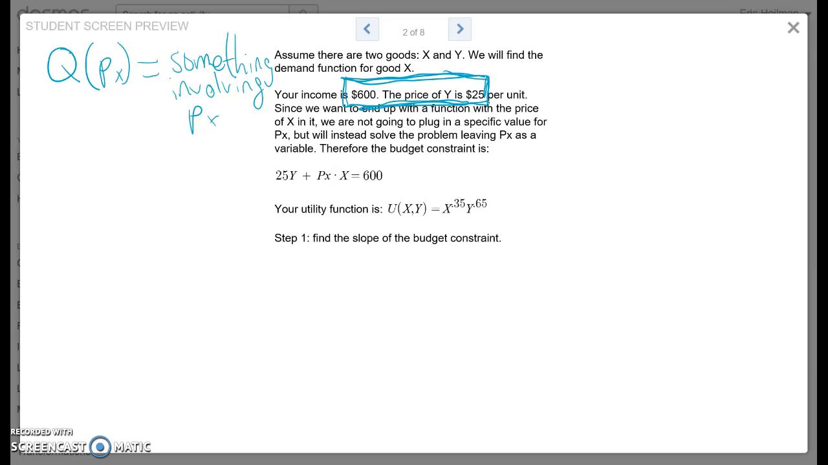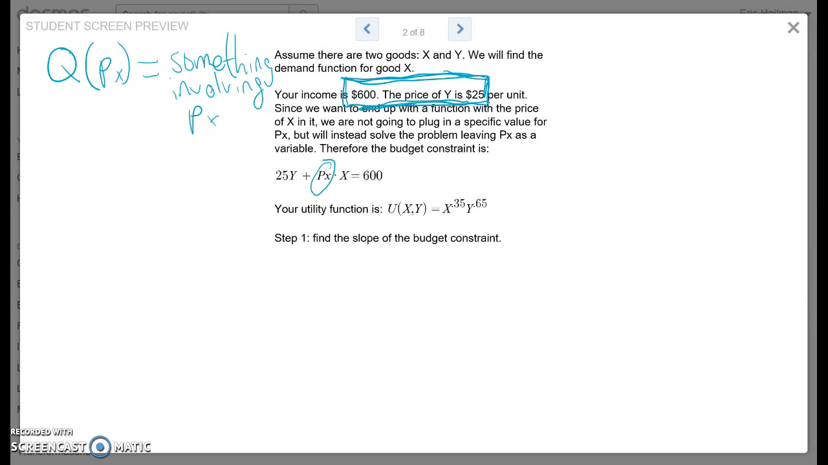So we want to be able to see how my quantity demanded changes as the price of good X changes. In the previous work we did, we would have written our budget constraint filling in actual numbers for both the price of good Y and the price of good X. Since we want to end up with an equation that involves the price of X, we're going to leave the price of X as a variable called PX. So our budget constraint is 25Y, because the price of good Y was $25, plus PX times X. This term represents the amount of money we spend on good X. That has to be equal to $600.